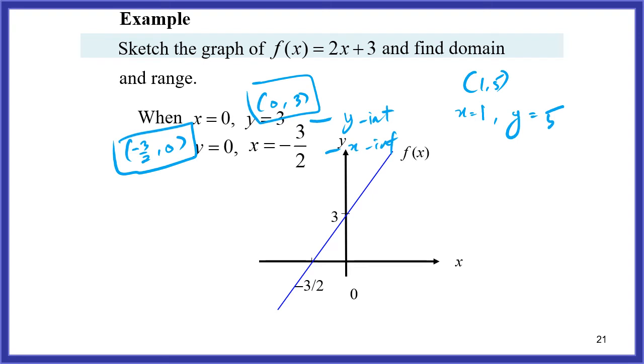Make sure you sketch the graph extending beyond the plotted points, not only between the plotted points. Okay, so this is our linear graph. How about the domain and range? We directly know the domain and range for a linear function: the domain is all real numbers, from negative infinity to infinity, and the range is also from negative infinity to infinity.